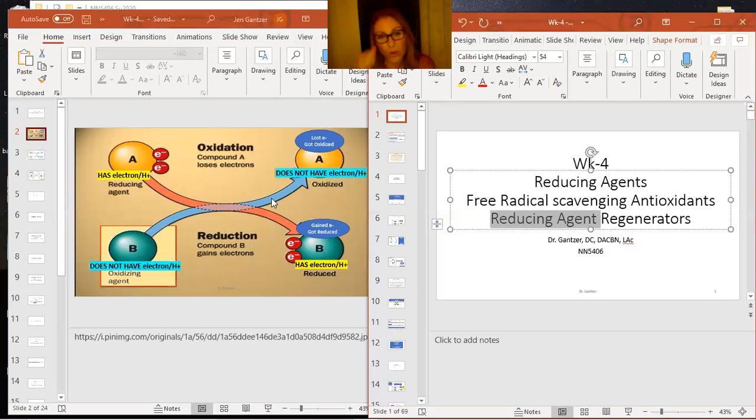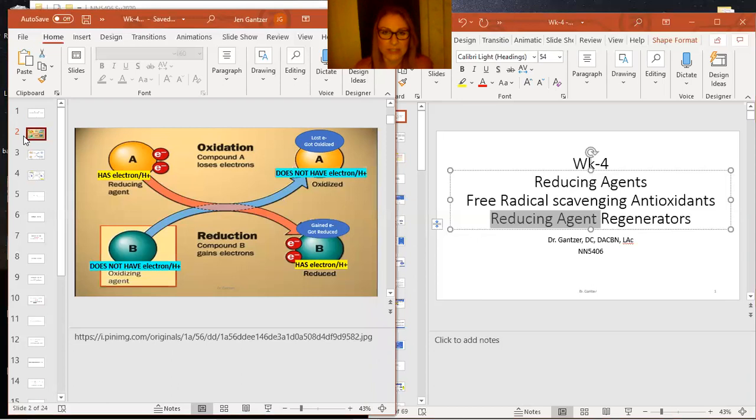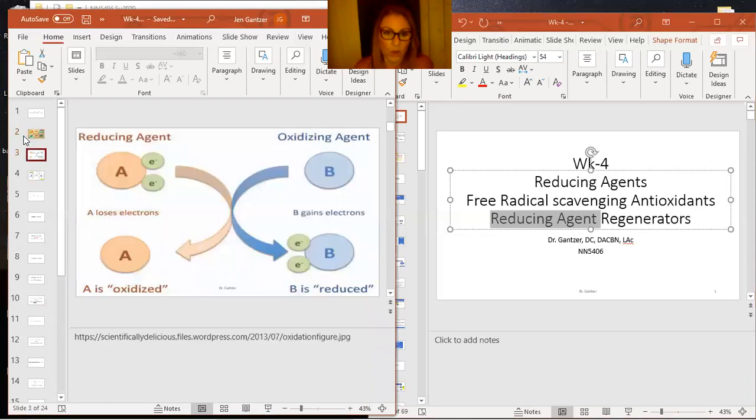Okay, so if you lost it and donated it, you got oxidized, because once you no longer have it after you donated it, then of course you're going to be in an oxidized state. And then in order for the antioxidant to be able to do another round of donating, it has to get it back. And we're going to see that that is done by regenerating, by reducing agents that are able to regenerate. So there are different pictures and again, different words.